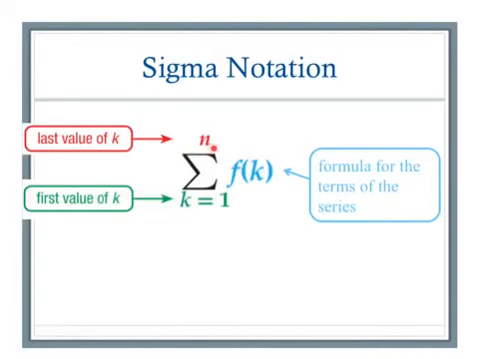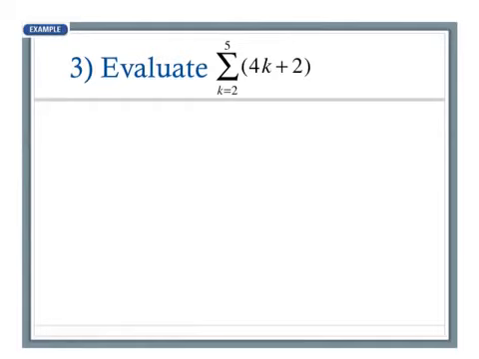And then the value above this giant sigma is the last value of k. I know that probably none of this makes any sense to you. It'll start to make sense when we do an example. Here's an example. So in this problem, we are starting with k equal to 2. We're going to end when k is equal to 5. We are going to progress through all of the integer values from 2 to 5. And the formula we're going to plug those values into is 4k plus 2.